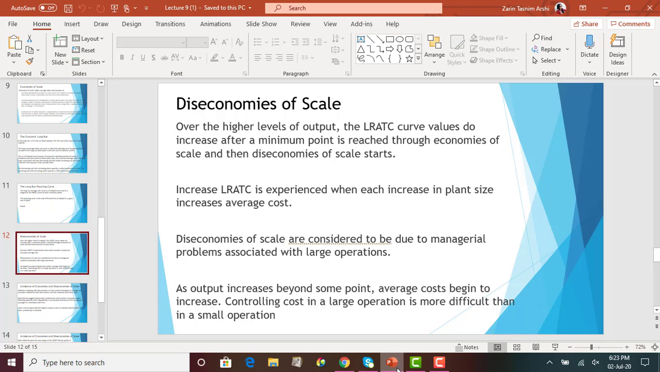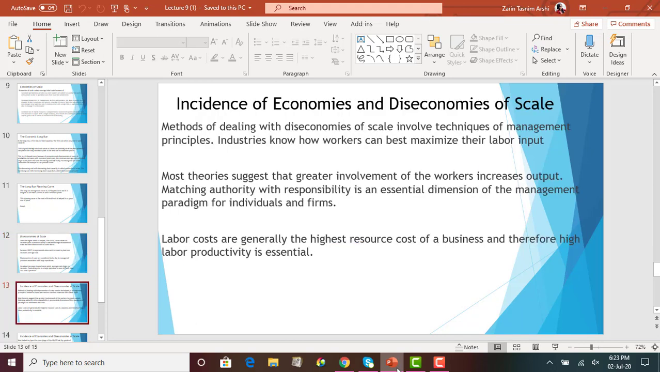Now, as output increases beyond some point, average cost begins to increase. Controlling cost in a large operation is more difficult than in a small operation. It's understandable because it will have many different types of activities, and it will be difficult to control cost in a large one.